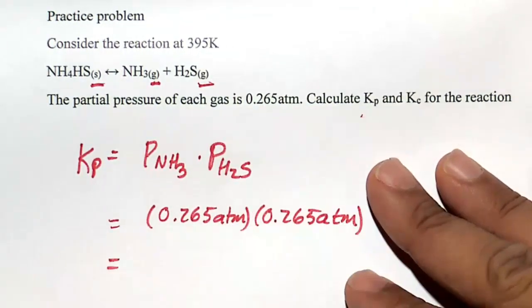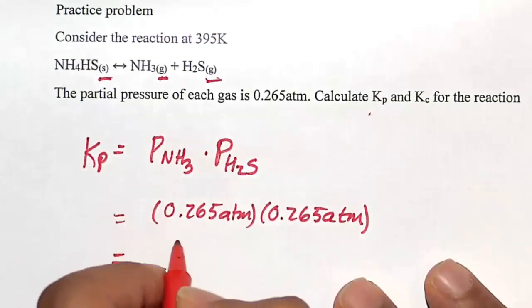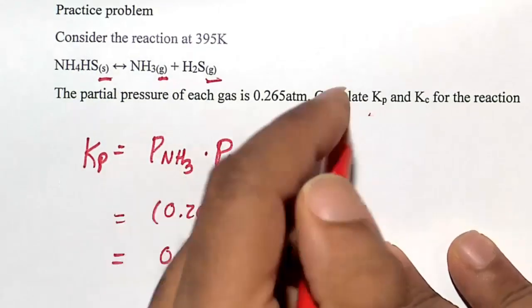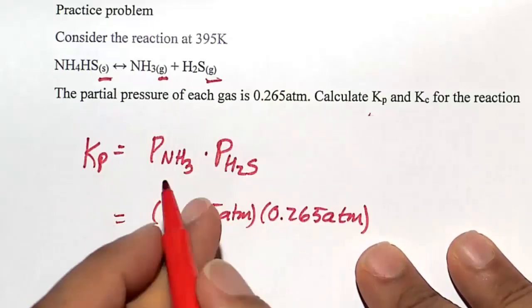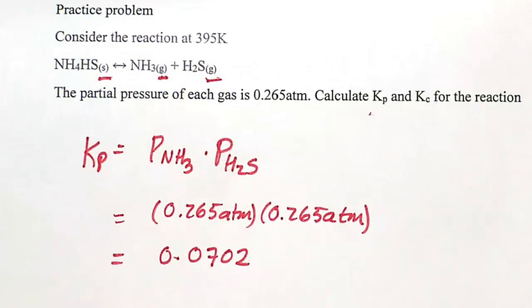The pressure of H2S is also 0.265 atmospheres. The equilibrium constant has no unit, so I don't have to worry about any of that. And the equilibrium constant for this reaction at 395 Kelvin, that's important, is 0.072. That's Kp. We can also go ahead and get a Kc for this.